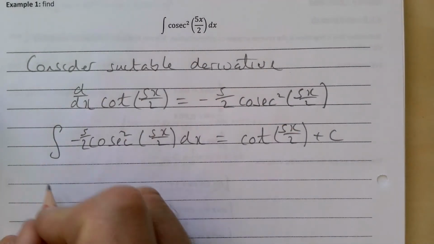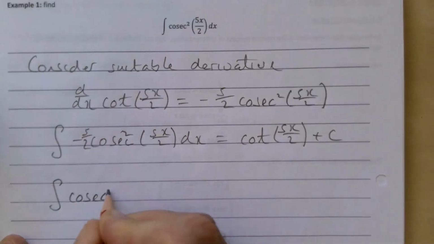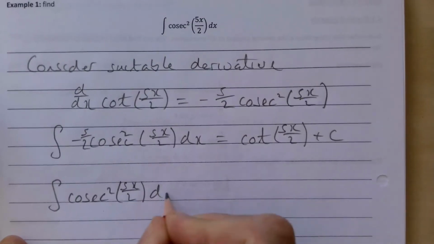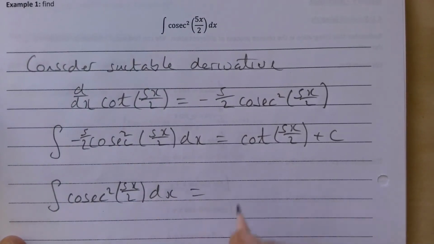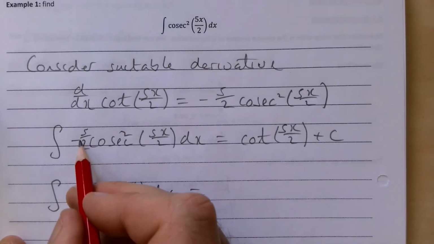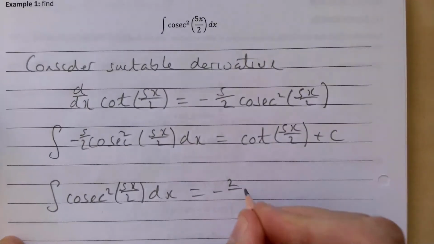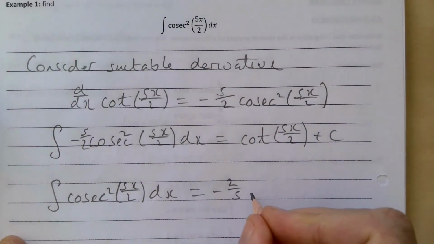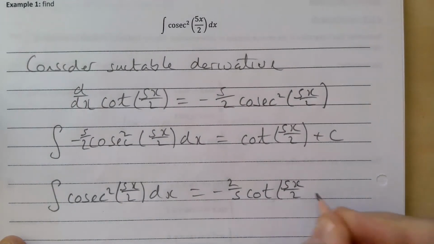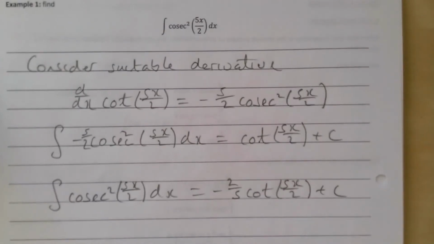So we can do just a little bit of manipulation. Therefore, cosec squared 5x over 2 dx. We need to then divide by the minus 5 over 2, so it's going to be the same as multiplying by minus 2/5. So it's minus 2/5 cot 5x over 2 plus c. So if we're considering a suitable derivative, that's how we work it out.